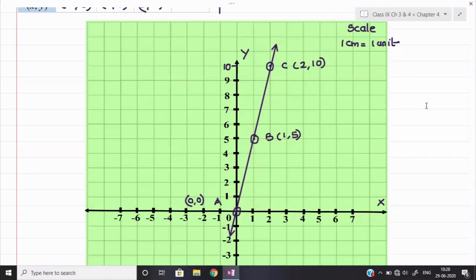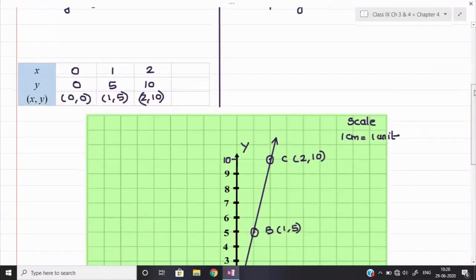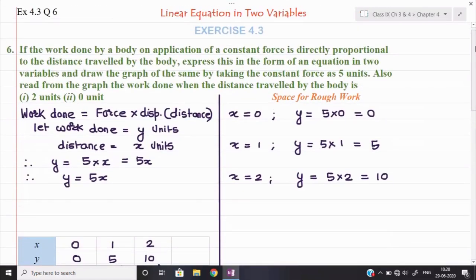Now we shall discuss quickly the two remaining parts in the question. See what they are saying over here. They are saying to read from the graph the work done when the distance traveled by the body is 2 units. Means the value of distance. See, the distance we have taken here in the form of x. Means when the value of x is equal to 2, we need to find out the value of work done, means the value of y.